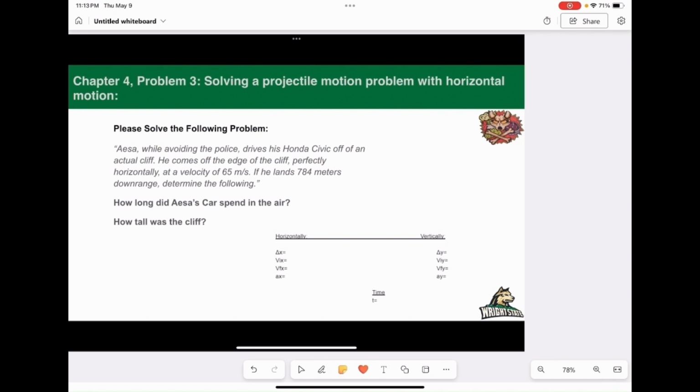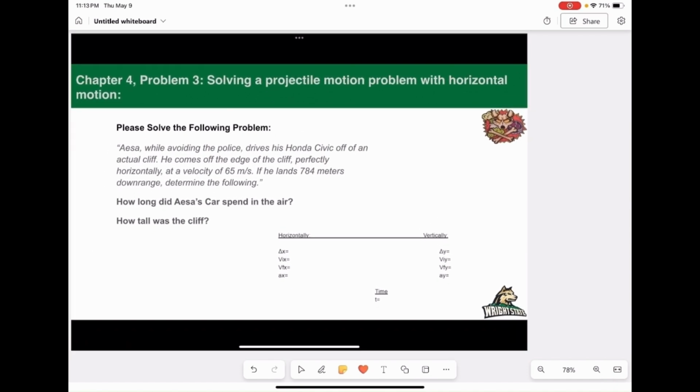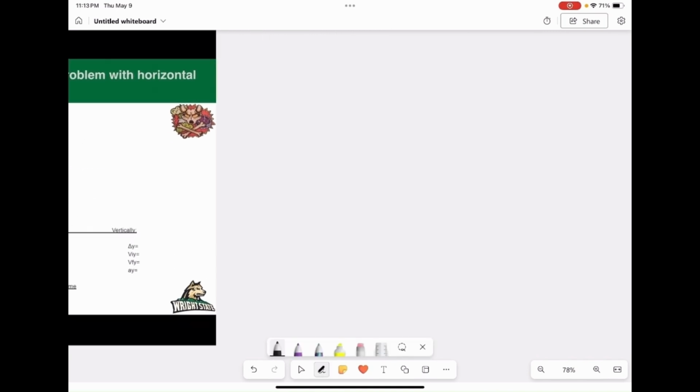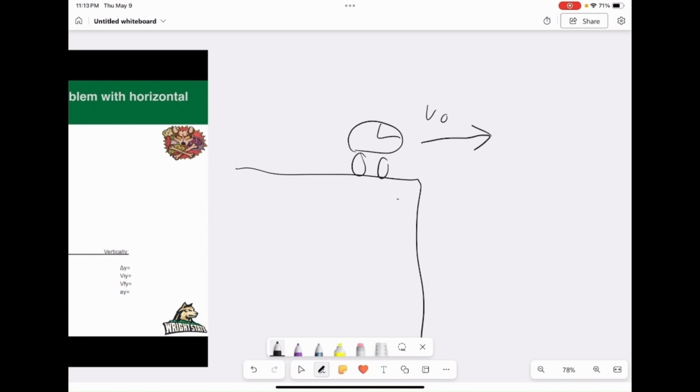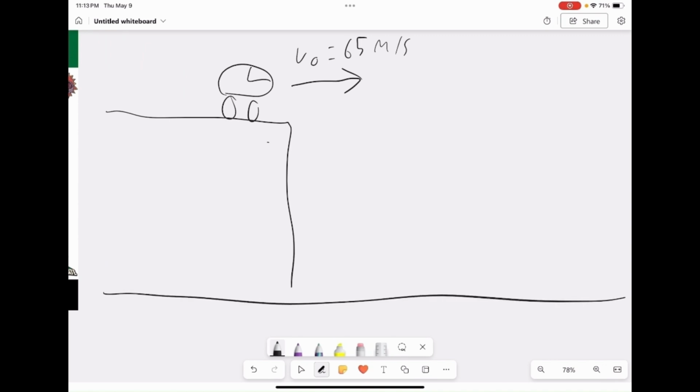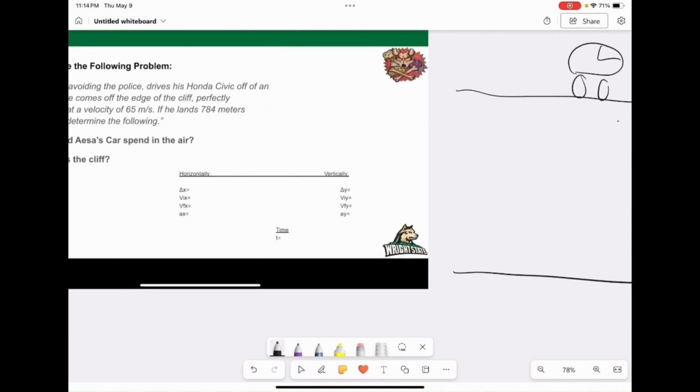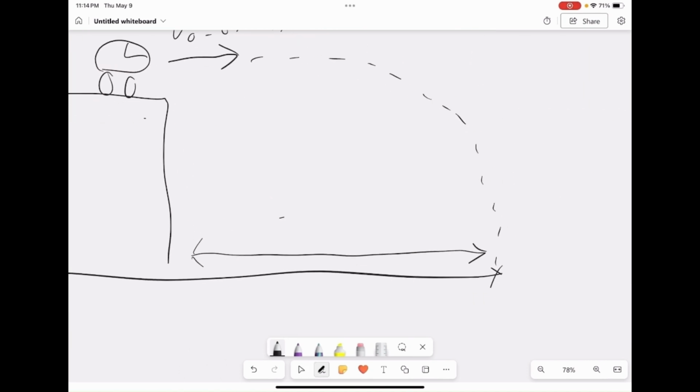Okay, so a great place to start with solving a question like this is to draw a diagram. That's what I'm going to do. So here, here's the cliff. Here's my car. And it is going to drive off the edge at an initial velocity of 65 meters per second. And it's going to land downrange, following that curved path towards the ground, landing over here. And that distance that it's going to land away is 784 meters. Okay?